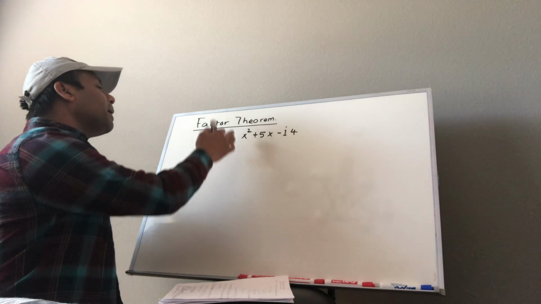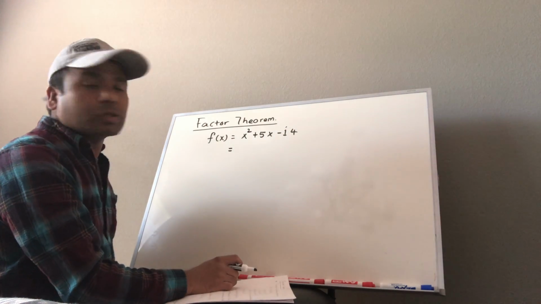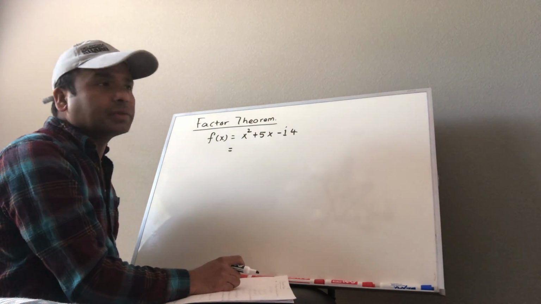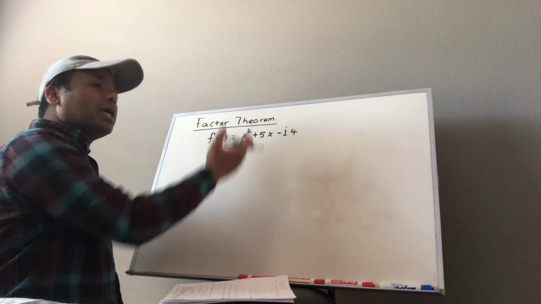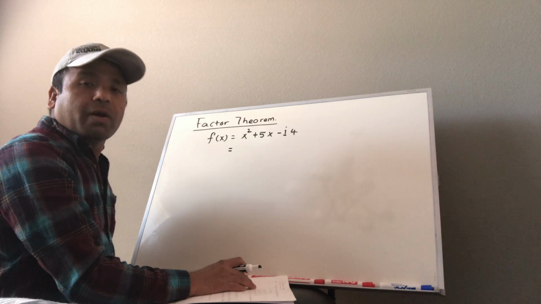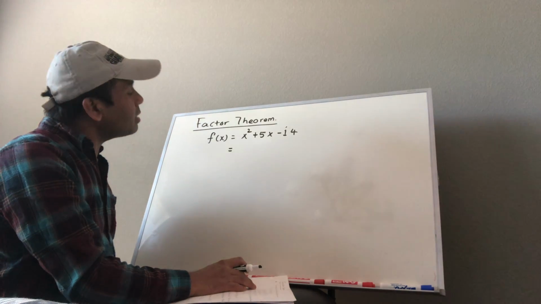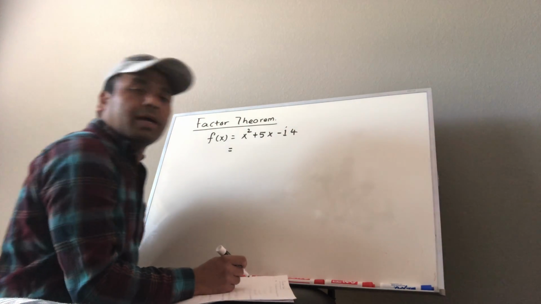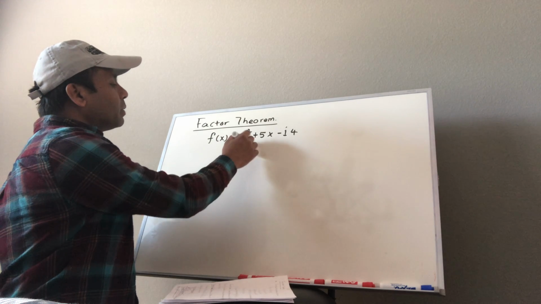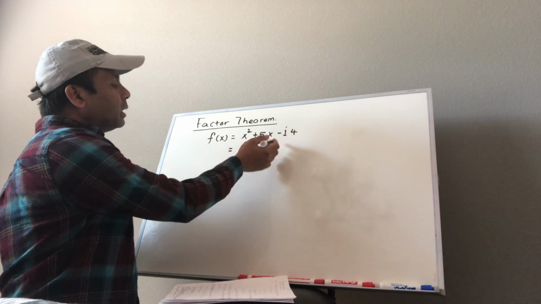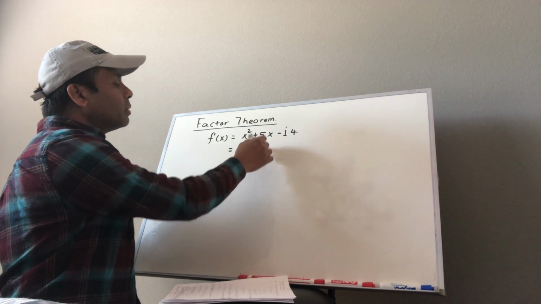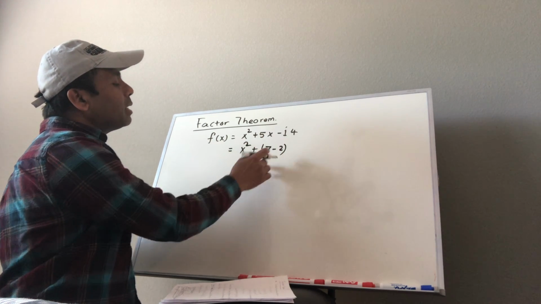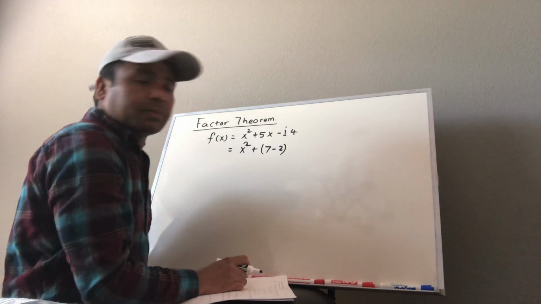You multiply the coefficient of x squared with the constant term, right? So 1 times 14 is 14. Then you have to find the factors of 14 so that the difference is positive 5. And you know that the factors of 14 whose difference is 5 are 7 and 2. So you do 7 minus 2, which is 5.